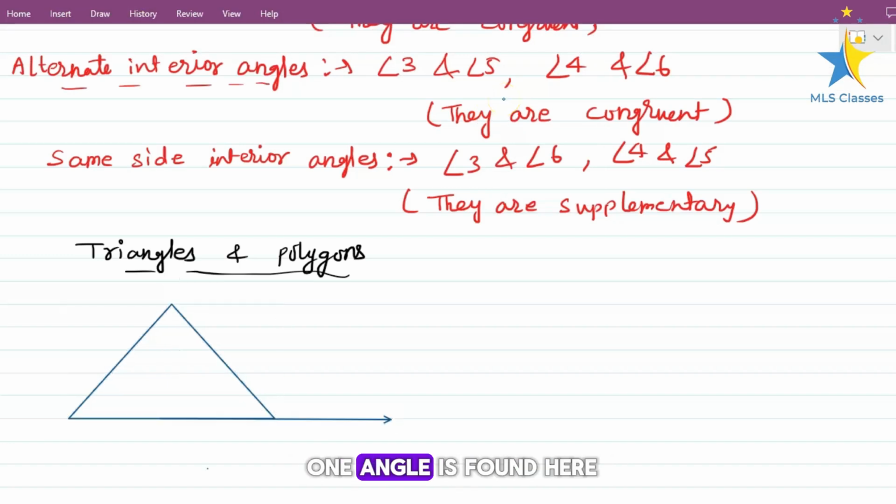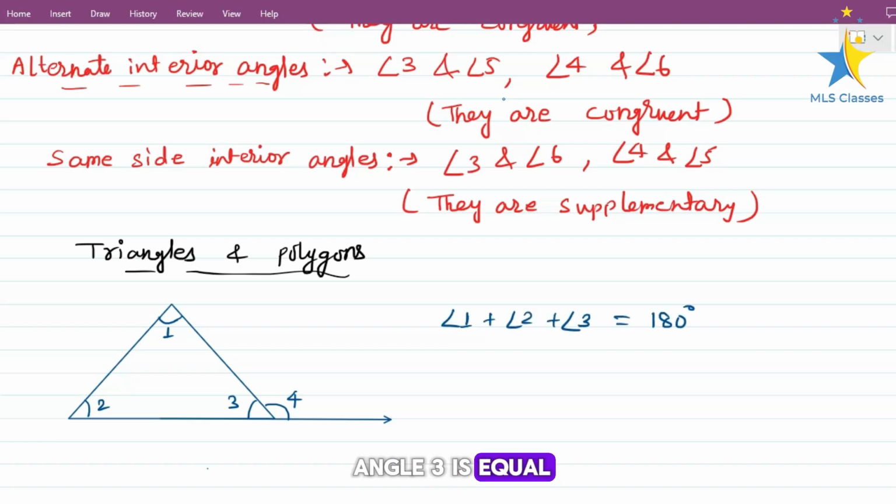So you can see one angle is formed here. Let's say this is angle 1, 2, 3 and angle 4. So here what we have to know is, as we already know, angle 1 plus angle 2 plus angle 3 is equal to 180 degrees. We already know that angle 3 and angle 4 are a linear pair, so those angles will also be 180 degrees.